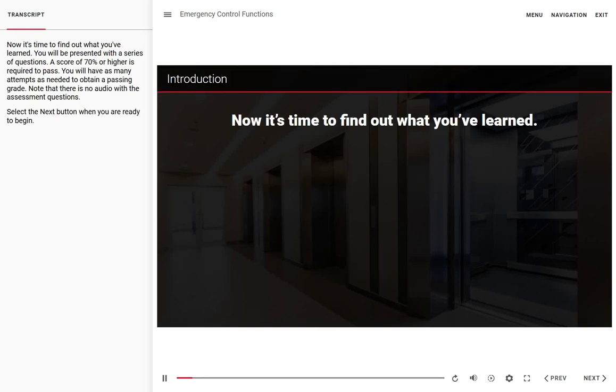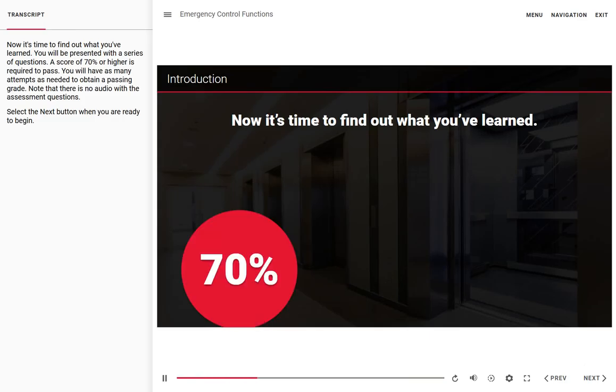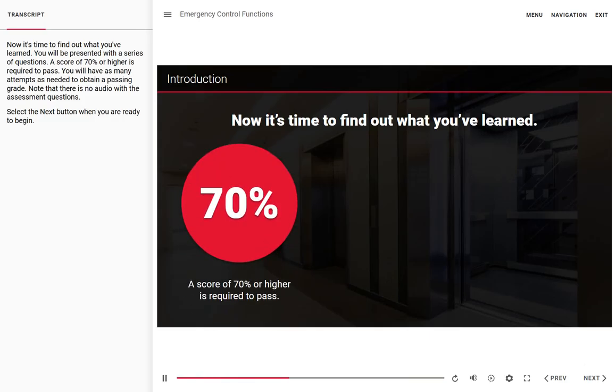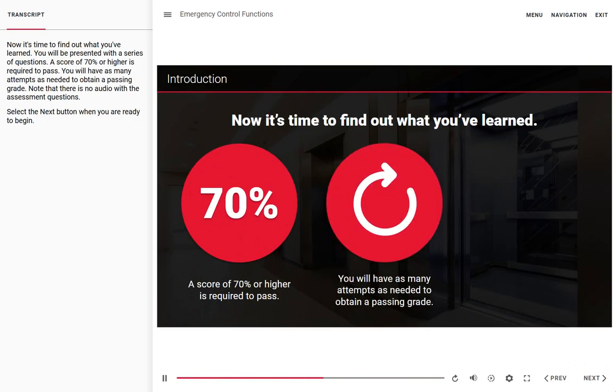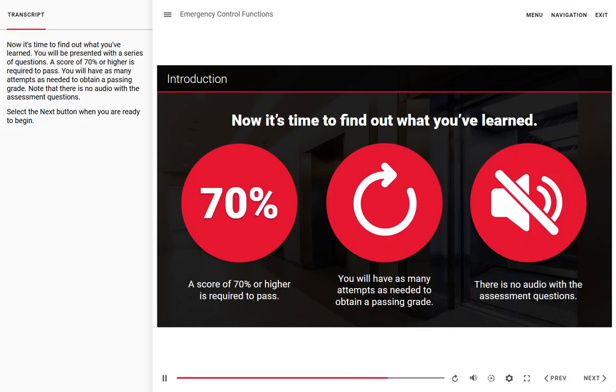Now it's time to find out what you've learned. You'll be presented with a series of questions. A score of 70% or higher is required to pass. You'll have as many attempts as needed to obtain a passing grade. Note that there is no audio with the assessment questions. Select the next button when you're ready to begin.